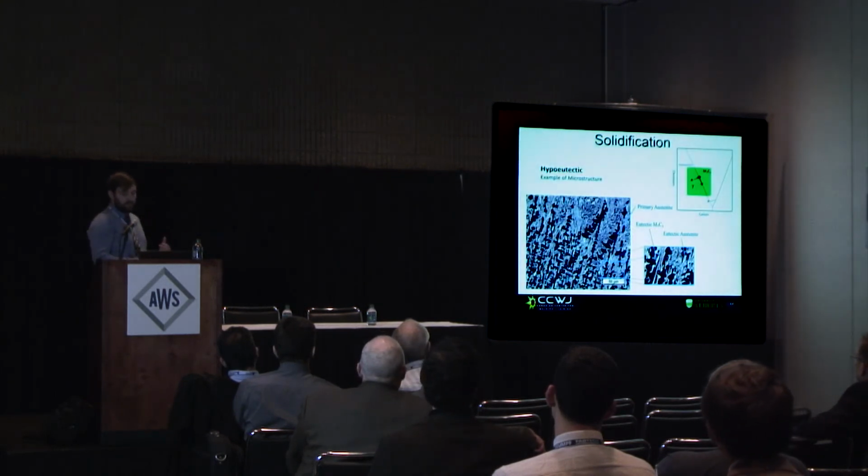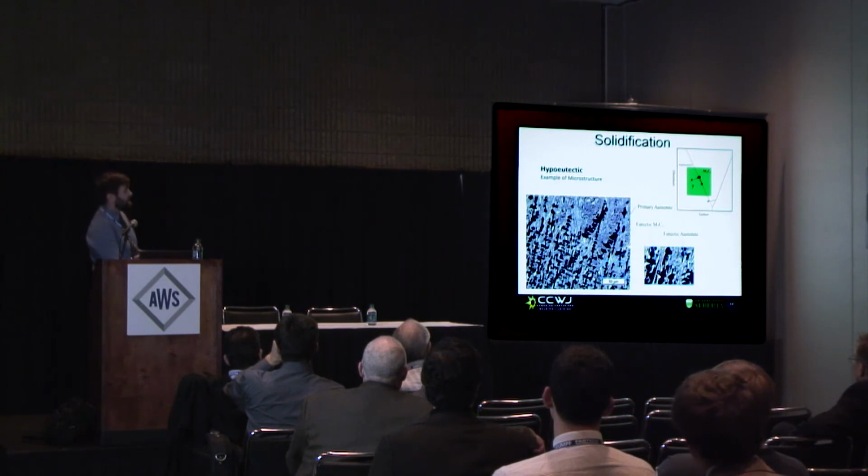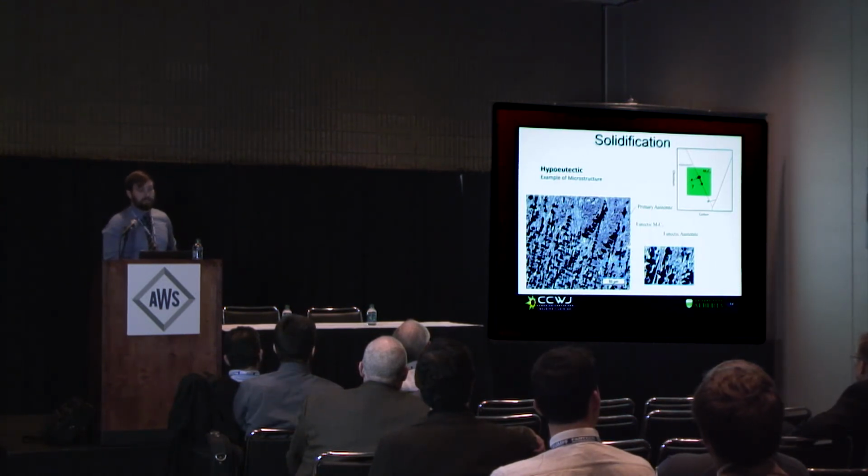So this is an example of what that microstructure looks like. You get these large primary austenite dendrites filled in between with the eutectic austenite and the eutectic M7C3s.